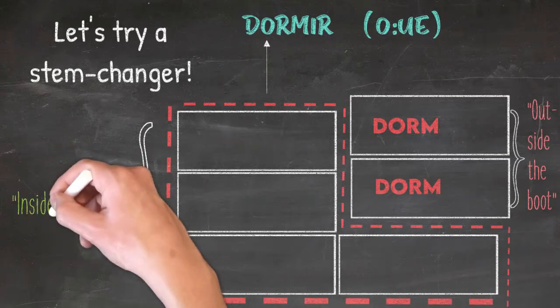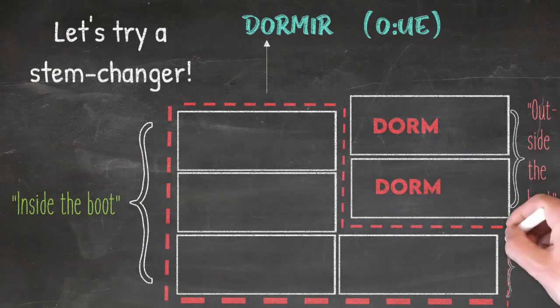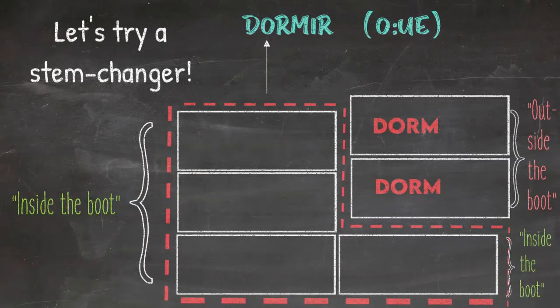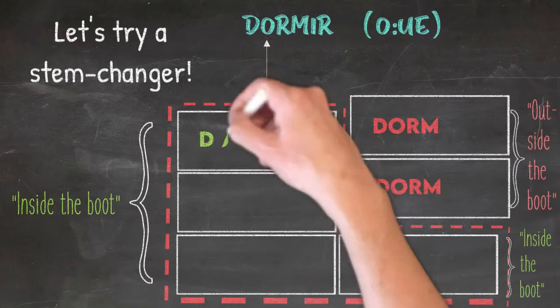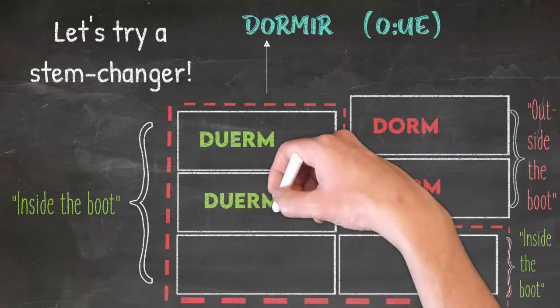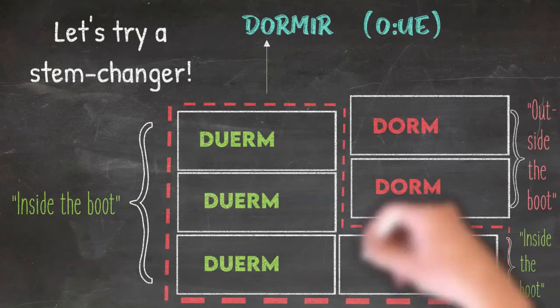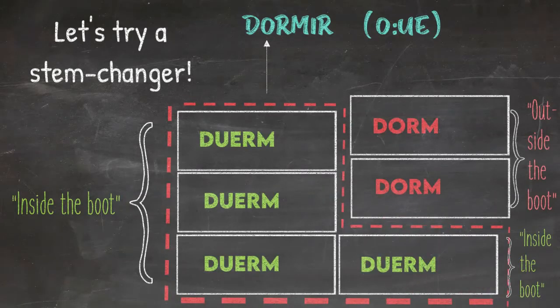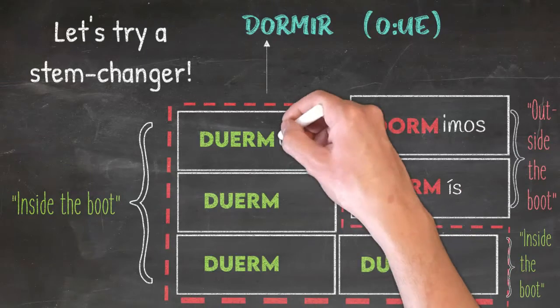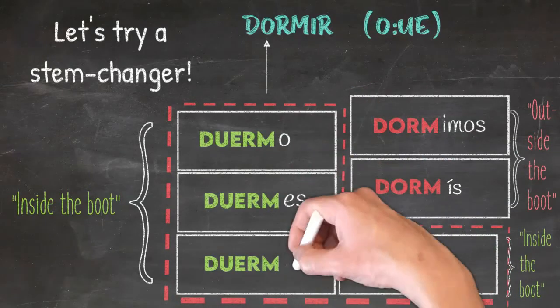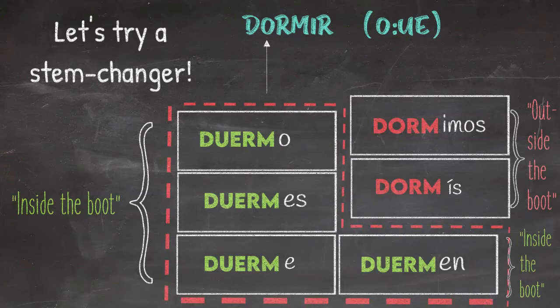However, inside the boot, we have to make a spelling change. Change out the O for a UE, and it becomes duerme. So you can see the stems are all different inside the boot than they are outside the boot. Finally, add the proper ending. Make sure to use an IR ending. I sleep, you sleep, he sleeps, etc.